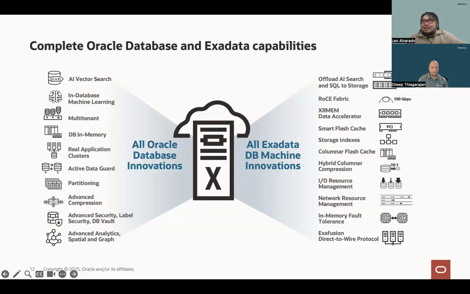And this is just a quick summary of some of the enterprise capabilities you will get with Exadata Cloud. On the left are the key features available in Oracle Database, including important features like multitenant, Oracle RAC, and Active Data Guard, which we're going to talk about in a while. And on the right are all the Exadata innovations available with the Exadata platform, including recent additions like AI Smart Scan. So Exadata Cloud includes all these key capabilities and innovations in a single cloud platform.